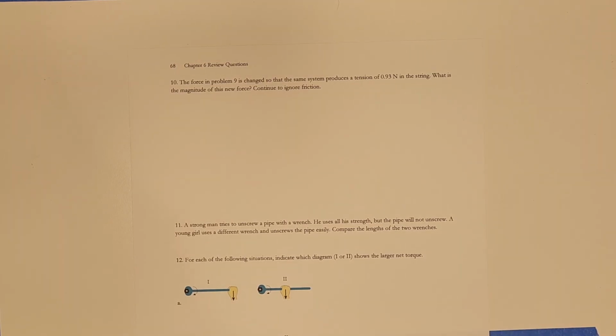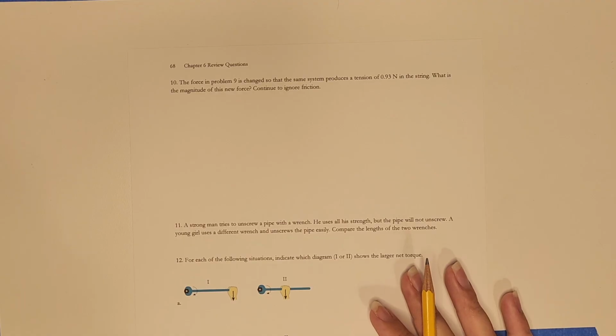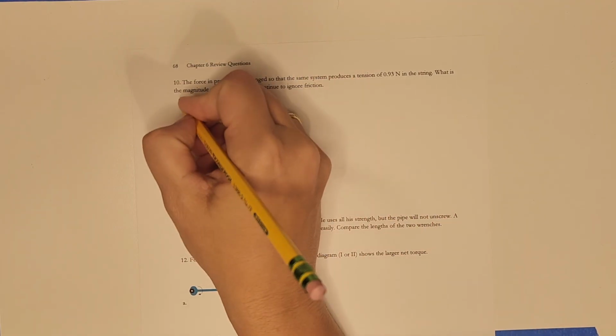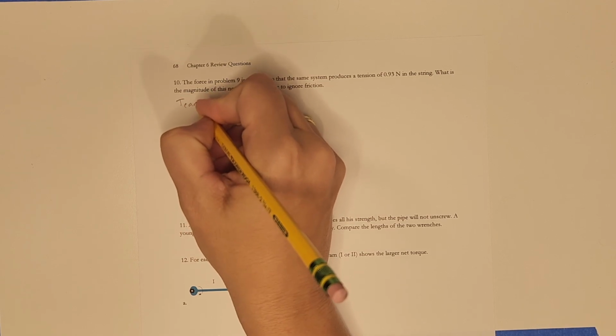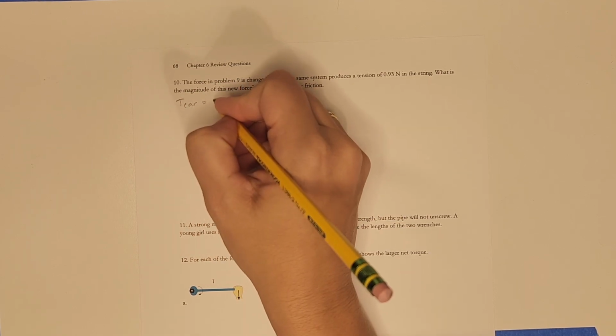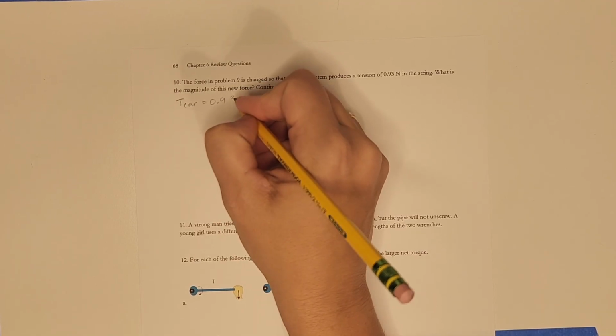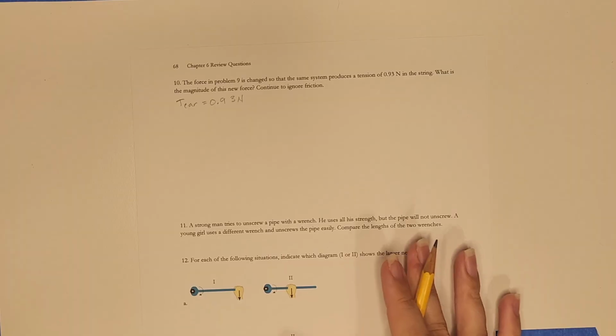For question 10, the force in problem 9 is changed so that the same system produces a tension of 0.93 newtons in the string. What is the magnitude of this new force? And we're going to continue to ignore friction. So now we have the tension of the car, which is the tension of the string that's controlling the car, 0.93 newtons.